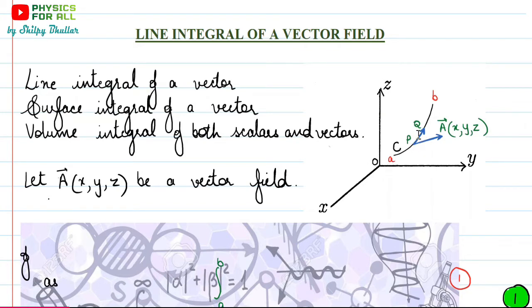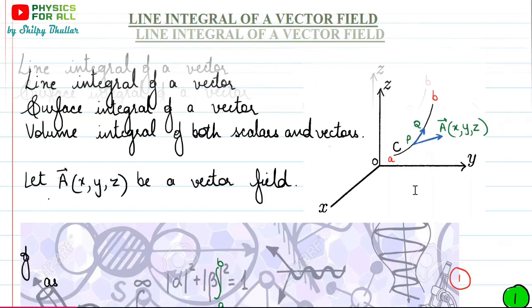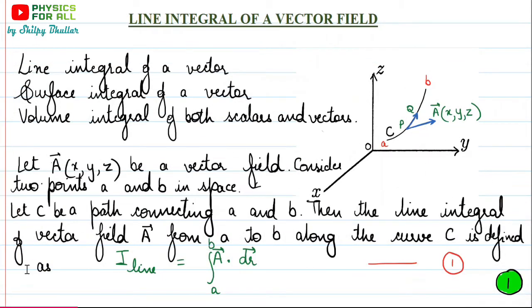So here we are going to pick this path which has been shown by blue arrow, this very small path PQ, and then we will integrate it over the entire region. So our lower limit would be A and our upper limit would be B. So let's see how we'll do that. We can write the line integral of vector field A from A to B along the curve C this way. So here we are taking dot product of A and dr.